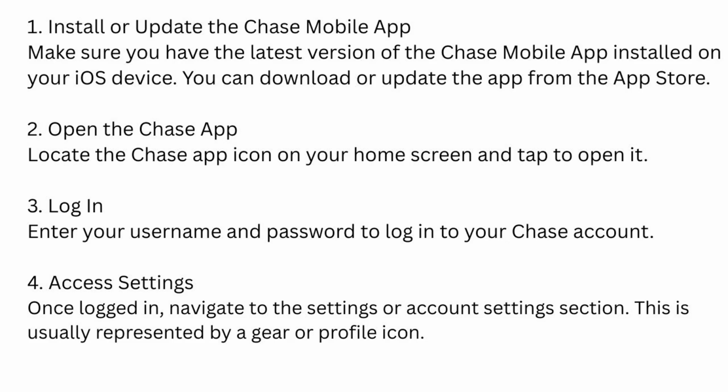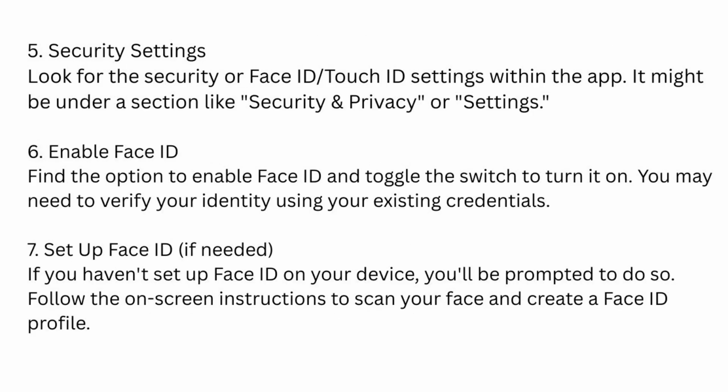Next, enter your username and password to log into your Chase account. Once logged in, navigate to the Settings or Account Settings section. This is usually represented by a gear or profile icon. Look for the Security, Face ID, Touch ID setting within the app. It might be under a section like Security and Privacy or Settings.